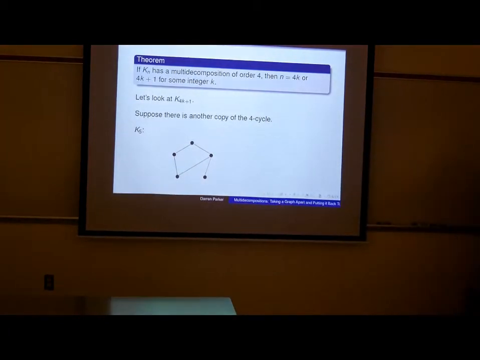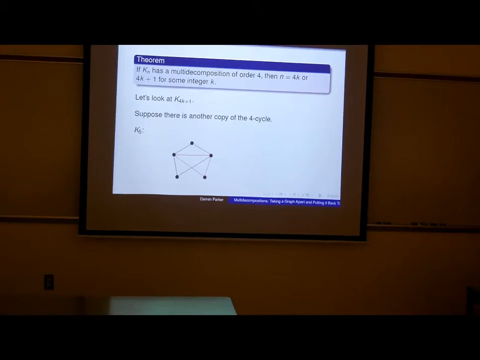That's my only path to take on my 4 cycle walk. And now I'm running into the exact same problem. The vertex that I just got to, there's only one edge left that hasn't been taken up, and that's that one there. Unfortunately, that's not a 4 cycle, but a 3 cycle. So I can't even put in a second 4 cycle.